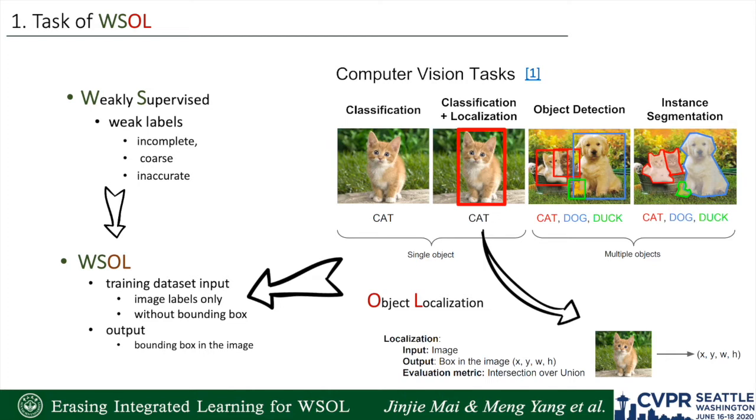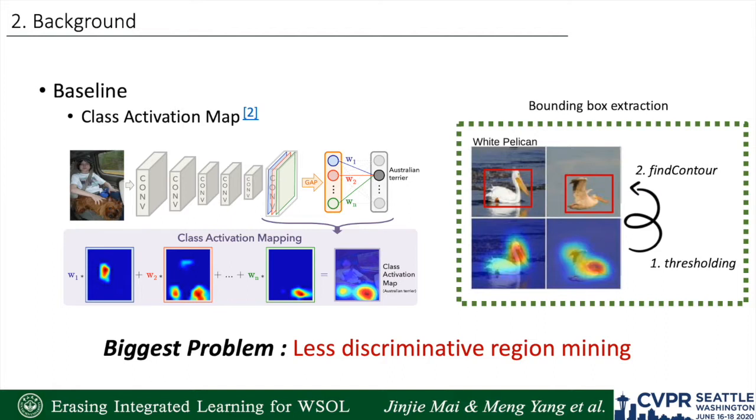The task of object localization is a bit similar to object detection, which aims to draw bounding boxes for the object. However, object detection is for multiple objects, while object localization is only interested in a single class. Weakly supervised refers to the fact that only weak labels are available in the training dataset. So in object localization, it always means that there are only image labels in the training dataset, without pixel level bounding box annotations.